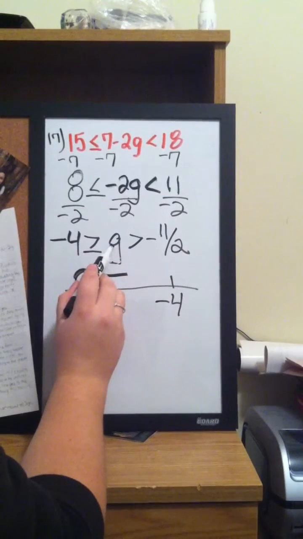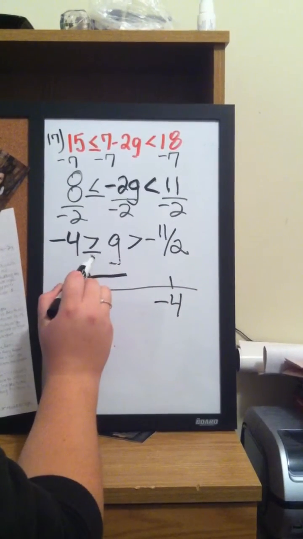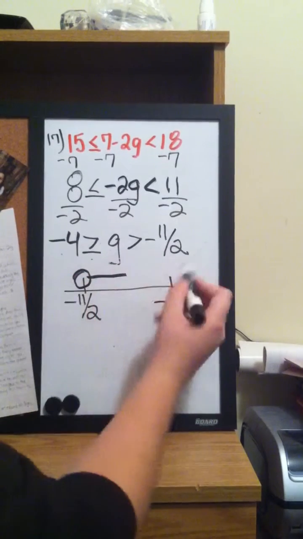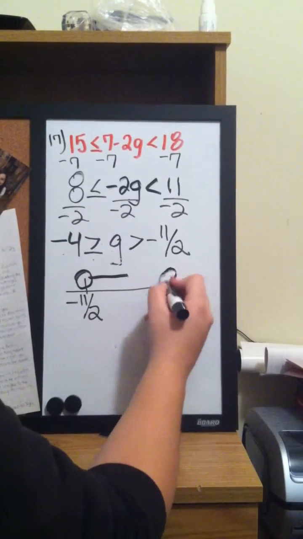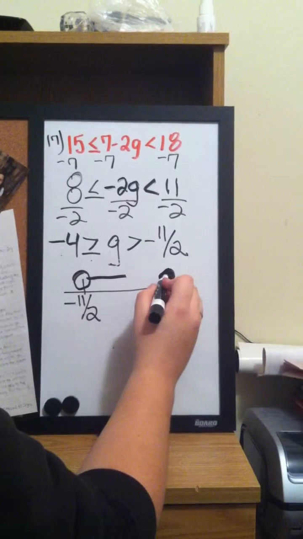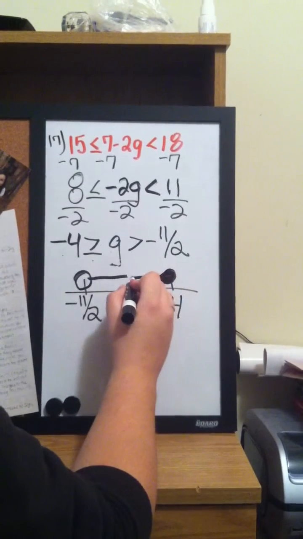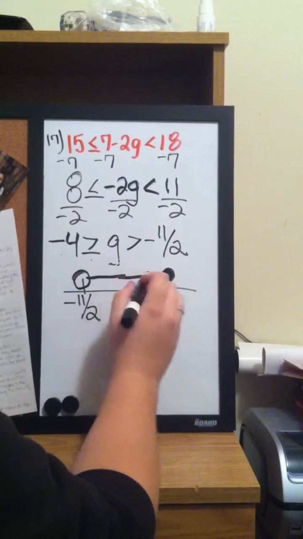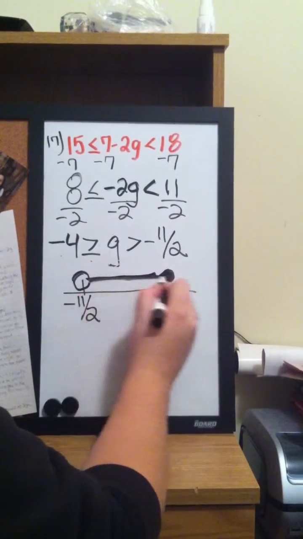This is reading g is less than or equal to negative 4. So g is less than or equal to. So it's everything to the left, giving you a straight line.